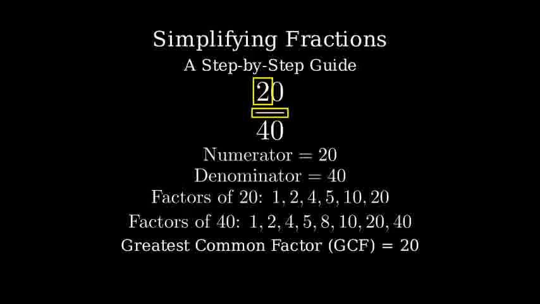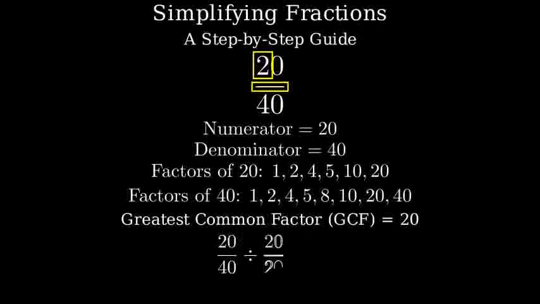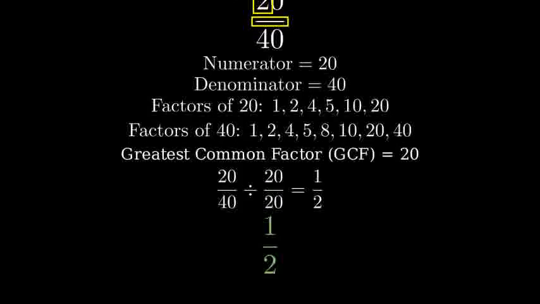Now that we know the greatest common factor, the next step is to divide the numerator and the denominator by the GCF in order to simplify the fraction. So we divide both 20 and 40 by the GCF, which is 20. Dividing 20 by 20 equals 1, and dividing 40 by 20 equals 2. Therefore, the fraction simplified is 1/2. And there you have it. The simplified fraction of 20 over 40 is 1/2.